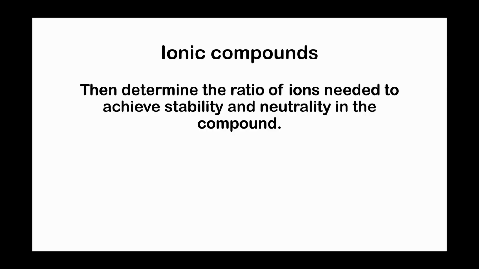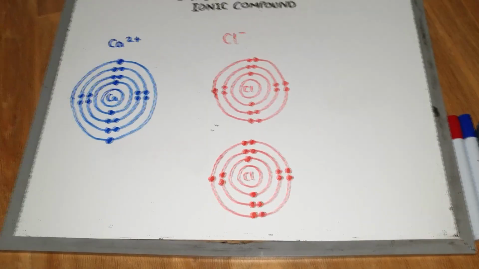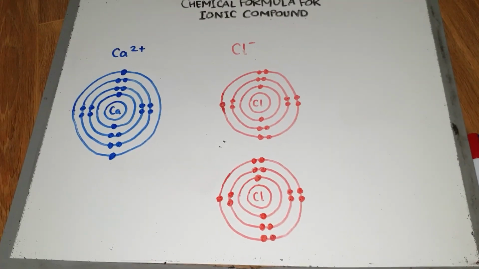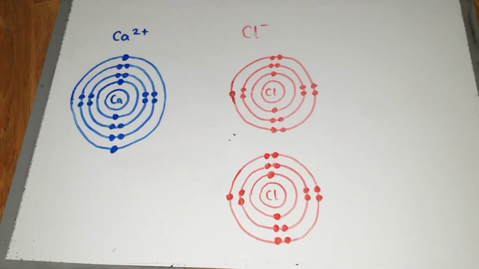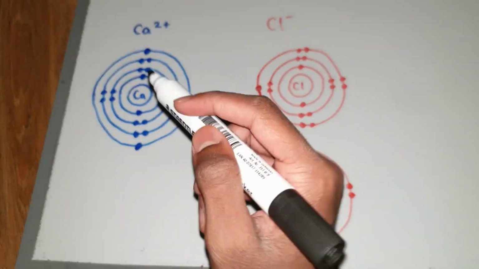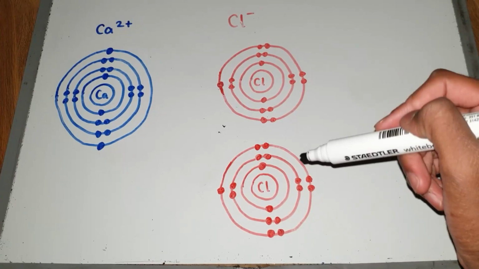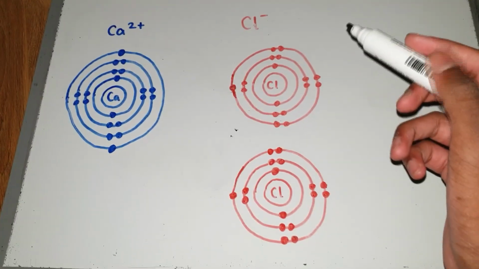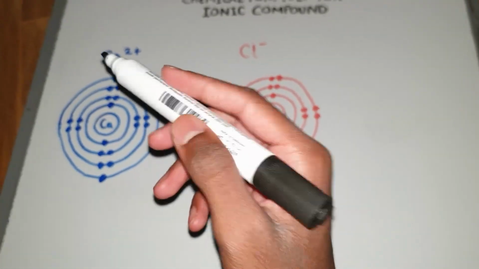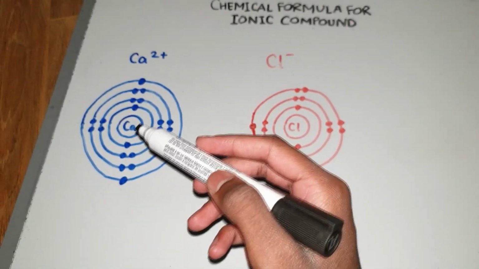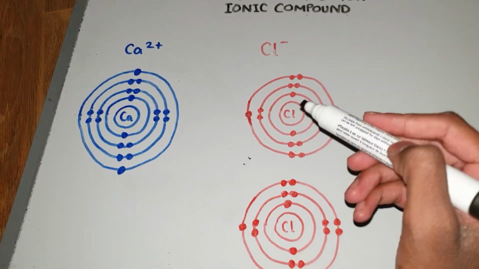Determine the ratio of ions needed to achieve stability and neutrality in the compound. Now, to make it easier to understand how many of each ion we need, I've drawn some electron diagrams here. So I have drawn one calcium atom and 2 chlorine atoms. Now this is because we really want to make an ionic compound with calcium and chlorine, but the thing is, calcium gives out 2 electrons, whereas chlorine can take only 1.